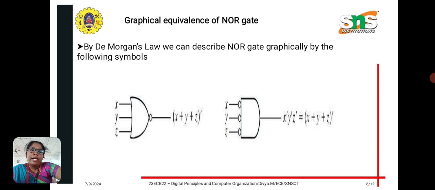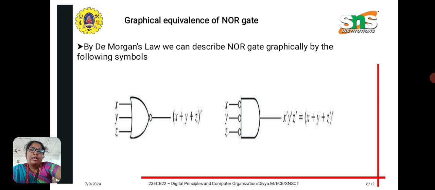Graphical equivalence of NOR gate. By De Morgan's law, we can describe the NOR gate graphically by the following symbols. We are giving three inputs directly to the OR gate, and it gets complemented by using a NOT gate. Then the output will be x plus y plus z whole complement.